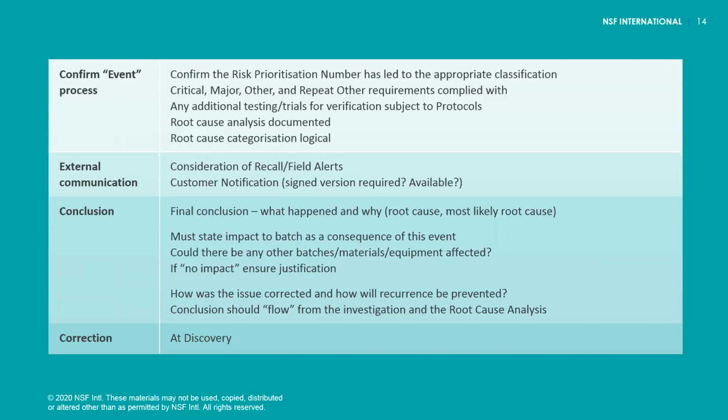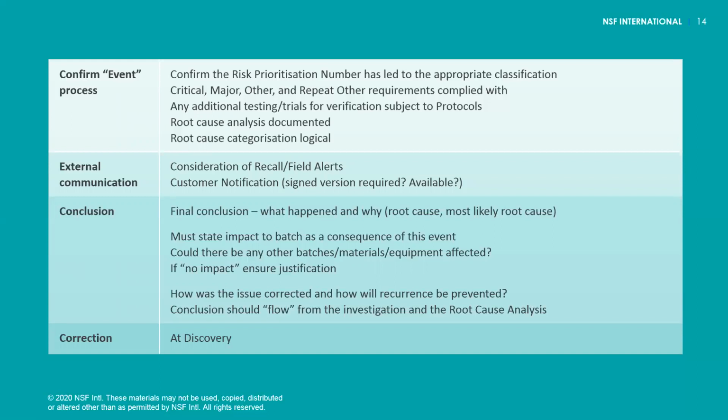And then the essential part of the report is the conclusion. What happened and why, the root cause or the most likely root cause. And we're going to make sure that we're very clear on the impact of the batch as a result of the event. Could other products have been affected? If not, why not? Make sure that's clear. And how did you correct it, and how will recurrence be prevented? So we want to see that flow from your root cause analysis into your action.